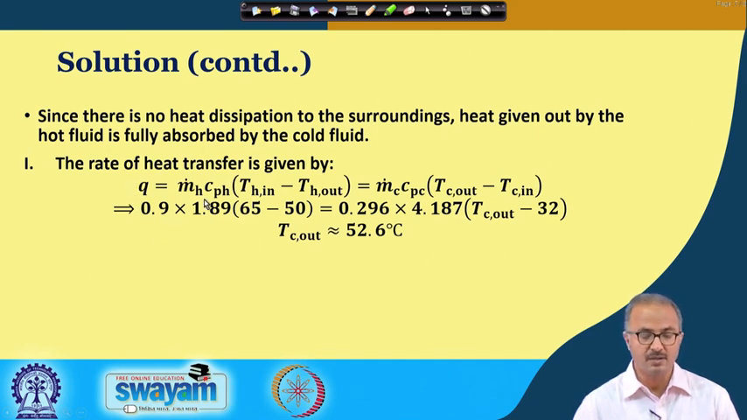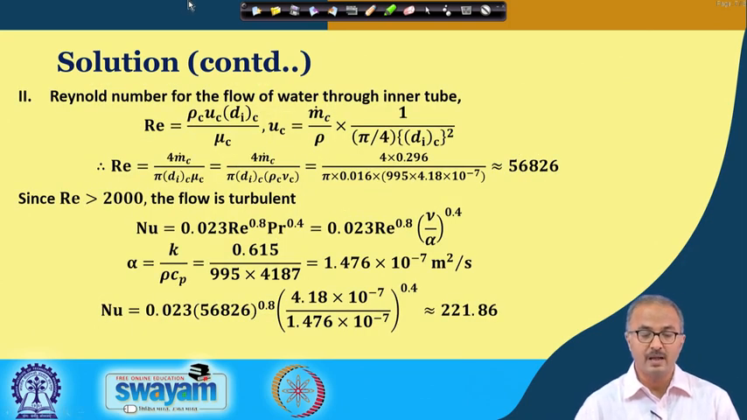And now we simply plug in the values of all these variables except Tc out, which we have to find, and by plugging in the values we get Tc out as 52.6. That is, the cold water is getting heated from 32 degrees centigrade to about 52 degrees centigrade, by about 20 degrees centigrade. And now, to find the heat transfer coefficients, we need to find the Reynolds number.